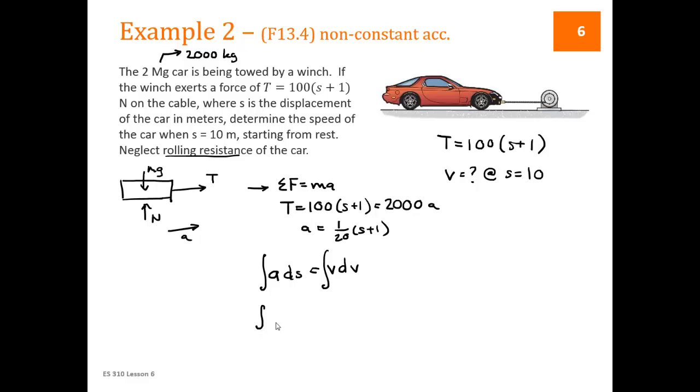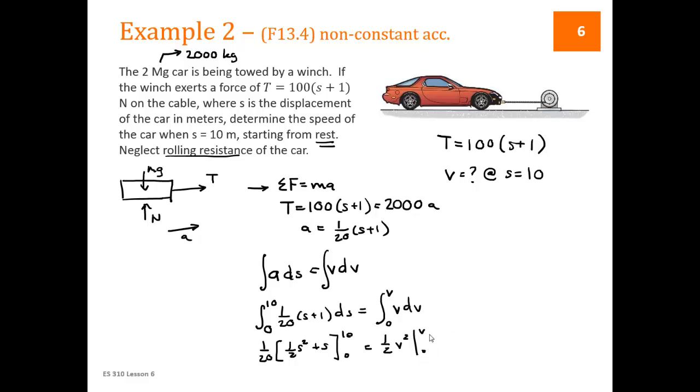So we've got the integral from 0 to the s we're interested in, which is 10, of 1/20 (s plus 1) ds, is equal to the integral from 0 to our final v, because it started from rest, so that's where the 0 is coming from, of v dv. If we take these integrals, the 1/20 comes out, we get 1/2 s squared plus s, evaluated from 0 to 10, is equal to 1/2 v squared, evaluated from 0 to v, so it's just v. Plug in 10 for s, and solve, and we will get 450 is equal to 1/2 v squared, or v is equal to 30 meters per second.